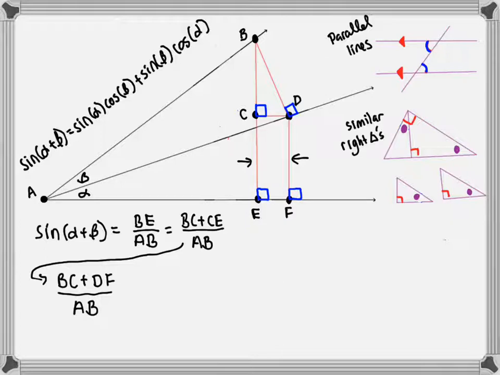Next, I'm just going to go BC all over AB plus DF over AB. Okay? And so, from here, this is where things start to get tricky. This is where the properties that we're going to see on the right-hand side here, the parallel lines, come into effect. So we'd have parallel lines that are cut by a transversal.